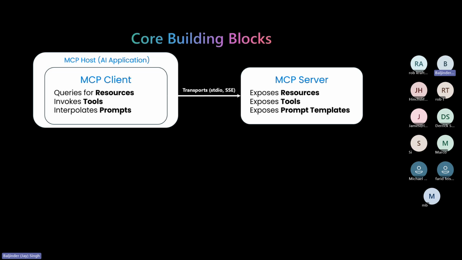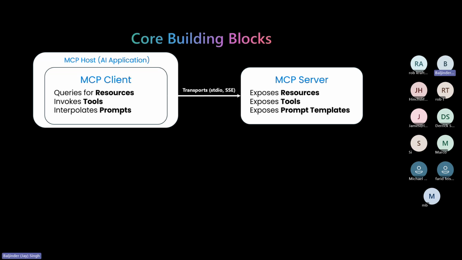Now that we have defined MCP at a high level, let's break it down into its core building blocks and how they fit together. Starting at the top left, we have the MCP host. The host is the AI application itself, which could be a chat interface, an IDE like VS Code, or an AI-powered application running in production. So that's your host. The host owns the user experience and the model, but it does not directly manage integrations.